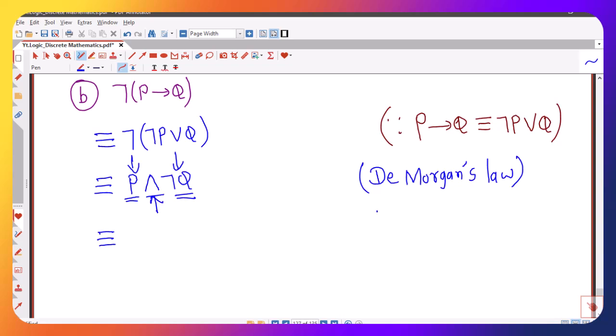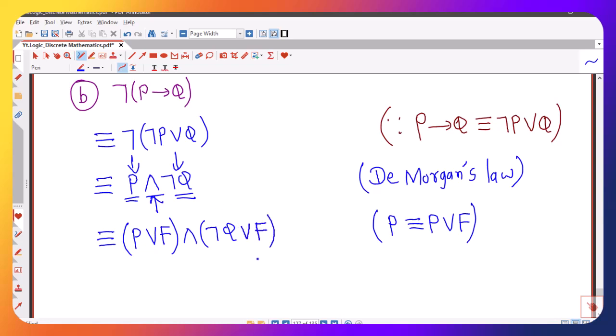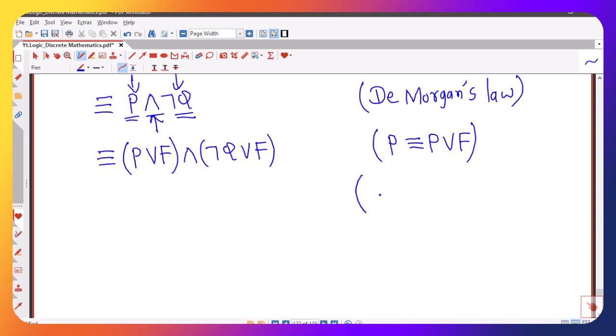So again we will use this formula. We can write P as P or F, or P or F is logically equivalent to P. Therefore I will replace this P by P or F, and here I will replace this Q by this negation Q by negation Q or F. Now we will replace this F by P and negation P. We know that P and negation P is always false, and here I have P already there, so this I will replace by Q and negation Q.